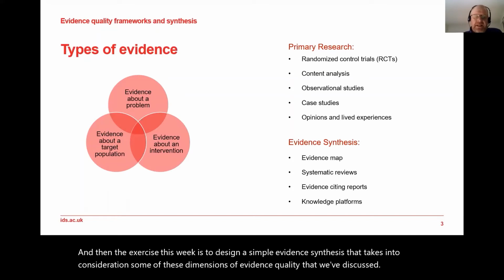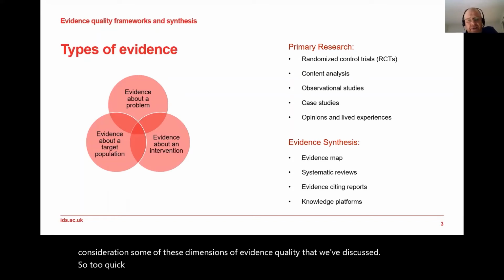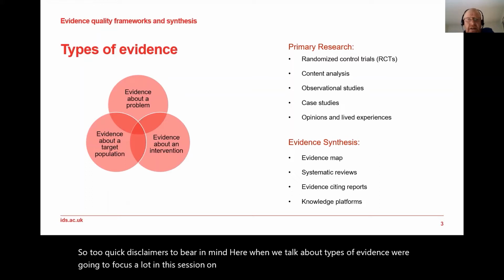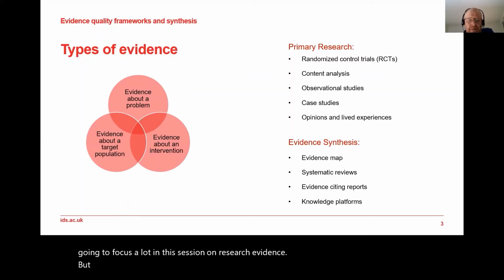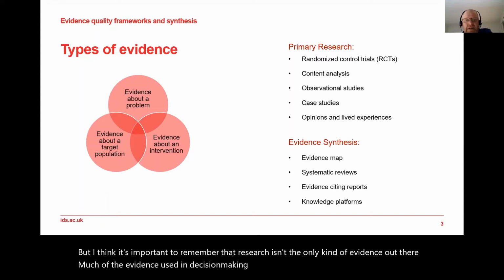So two quick disclaimers to bear in mind here when we talk about types of evidence. We're going to focus a lot in this session on research evidence, but I think it's important to remember that research isn't the only kind of evidence out there. Much of the evidence used in decision making isn't research, government statistics, for example.